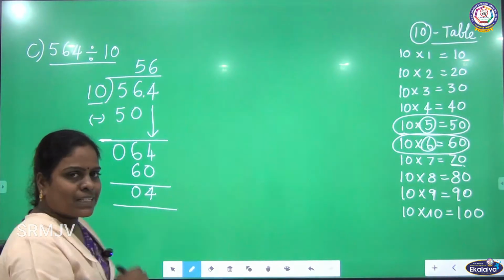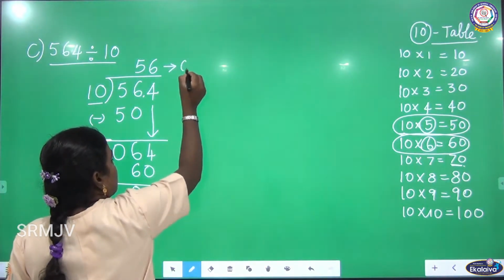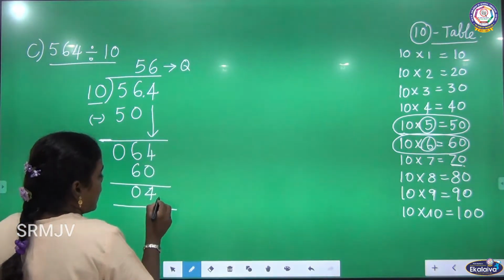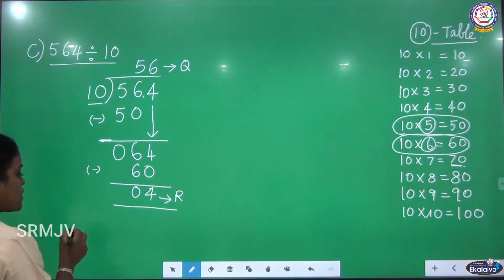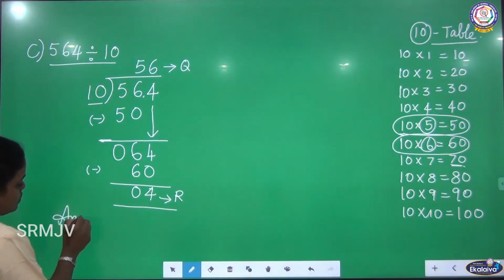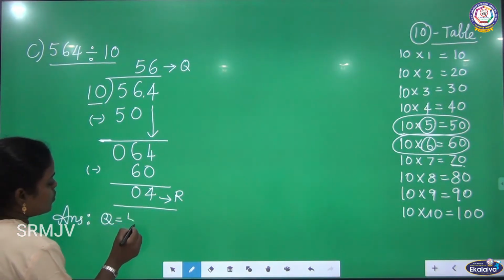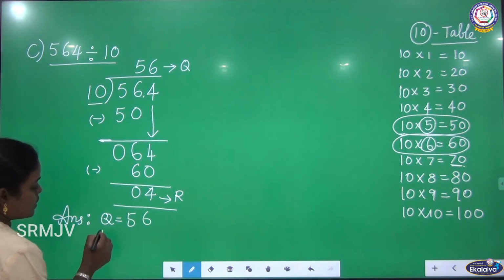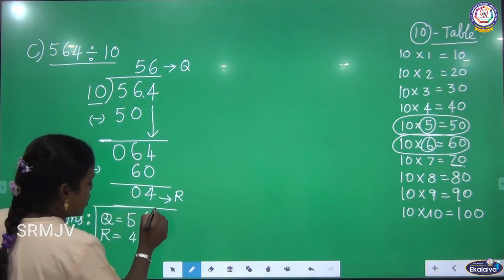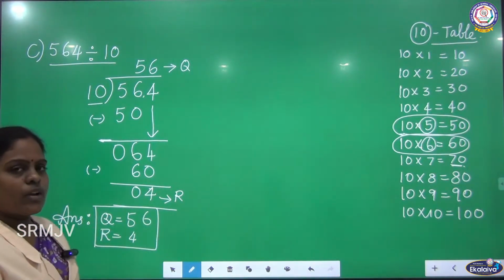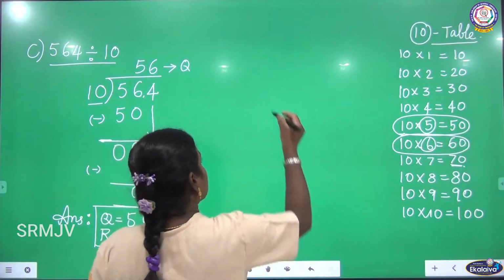So we have completed the division. The number which is above is the quotient and this is the remainder. Now write down the answer. Quotient is 56 and the remainder is 4. We got the answer. Now let us do the same sum using the shortcut method.